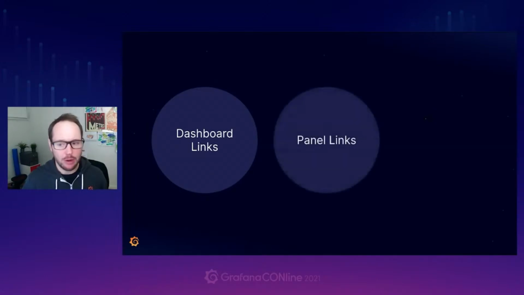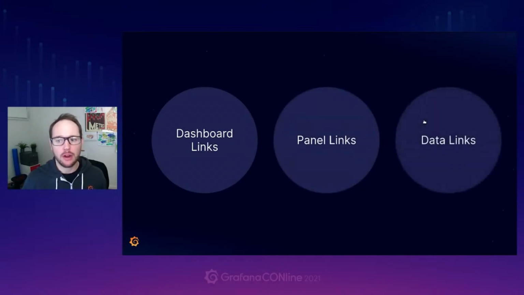Today in Grafana, there are 3 types of links that are supported. We have dashboard links, which are available and displayed at the top of a dashboard. We have panel links, which are accessible by clicking on an icon on the top left corner of the panel. And we have data links, which allow you to provide links based on the data being shown inside the panel.